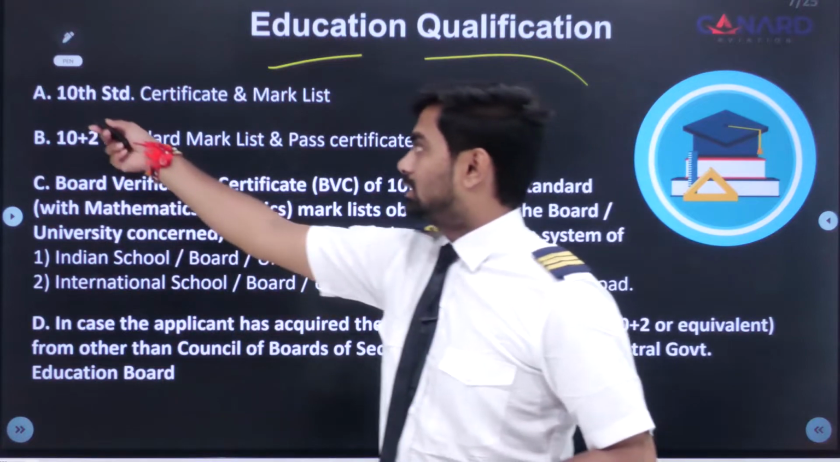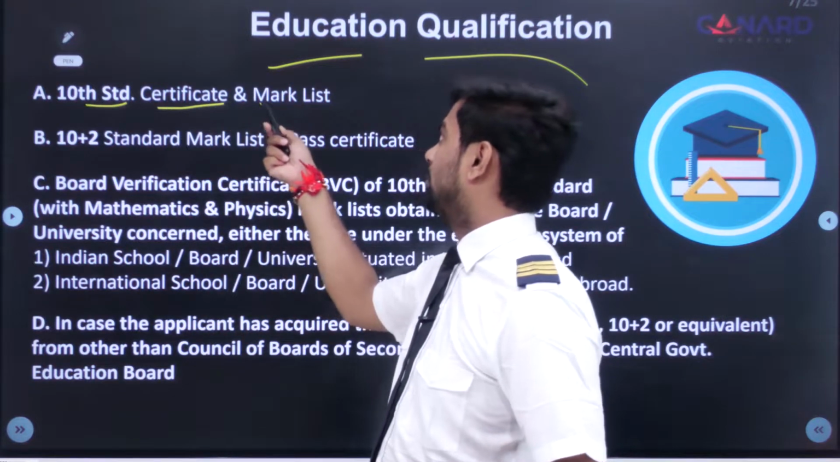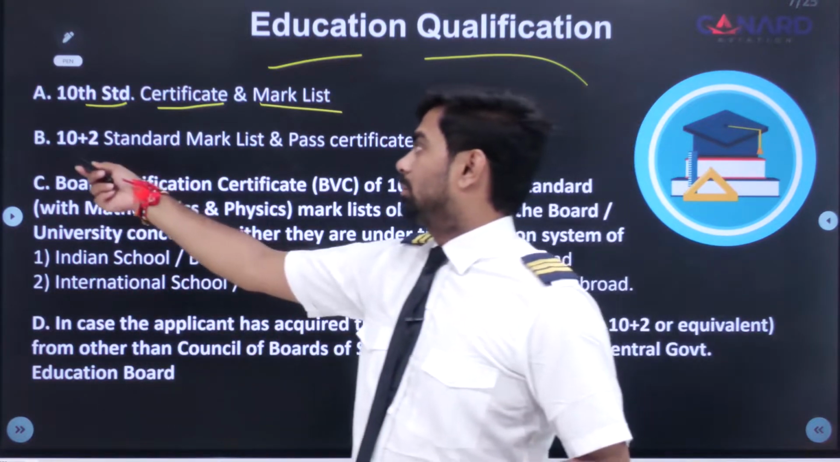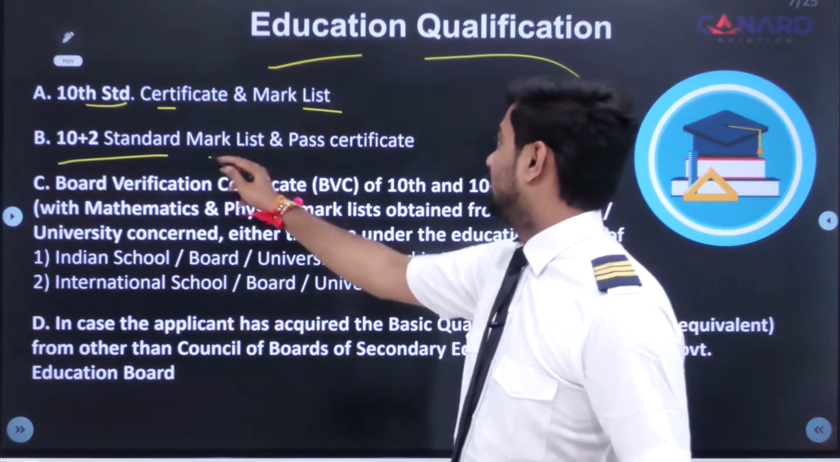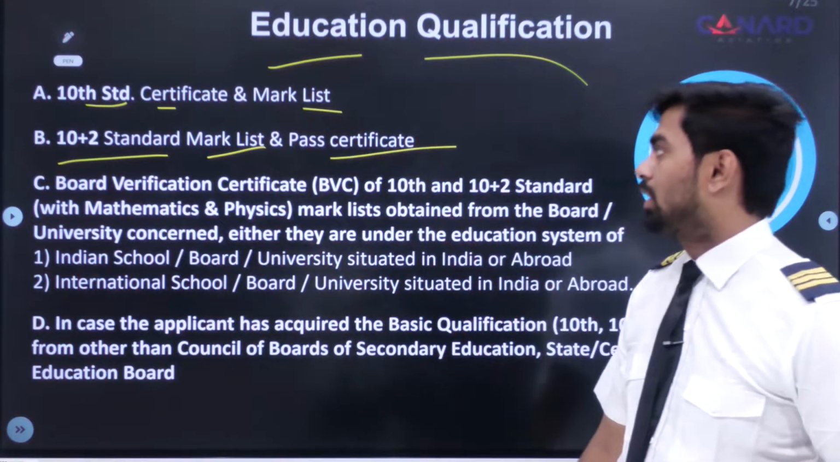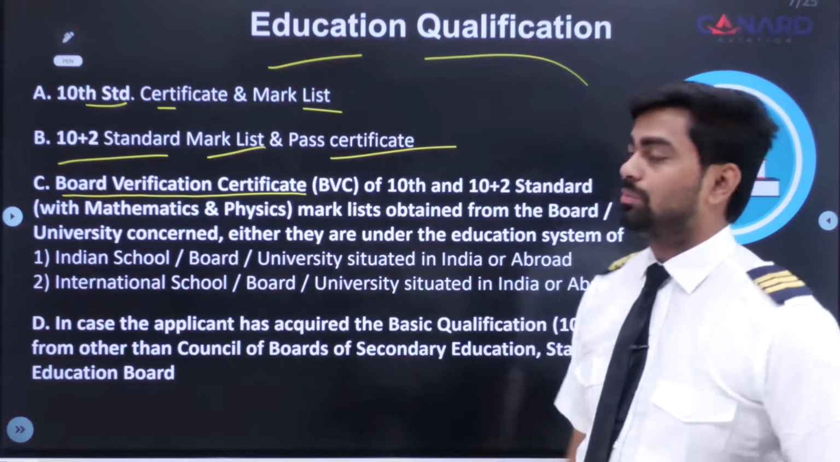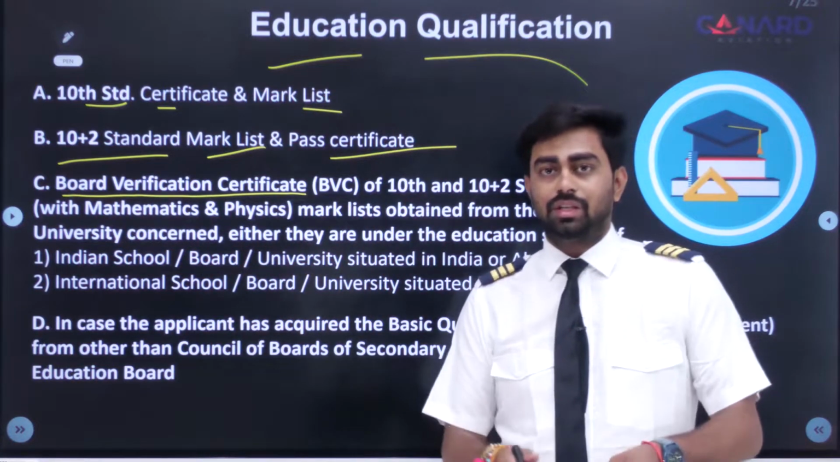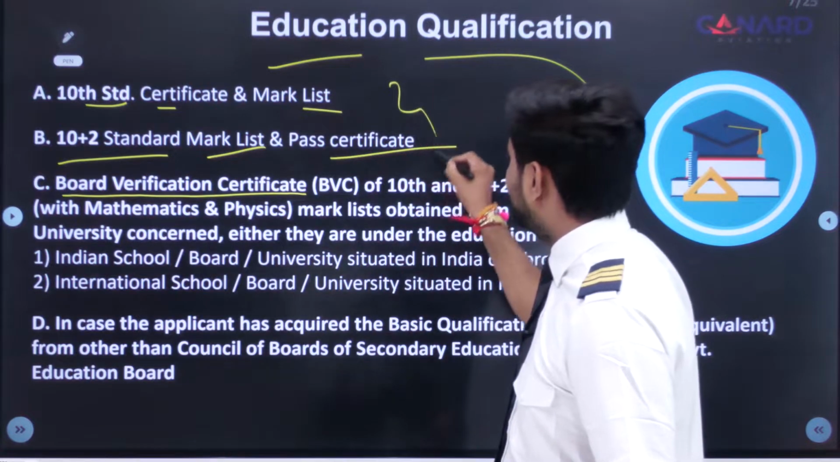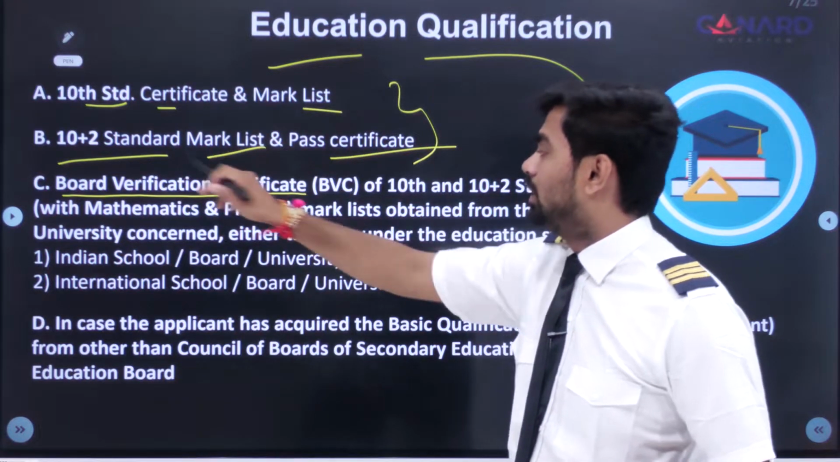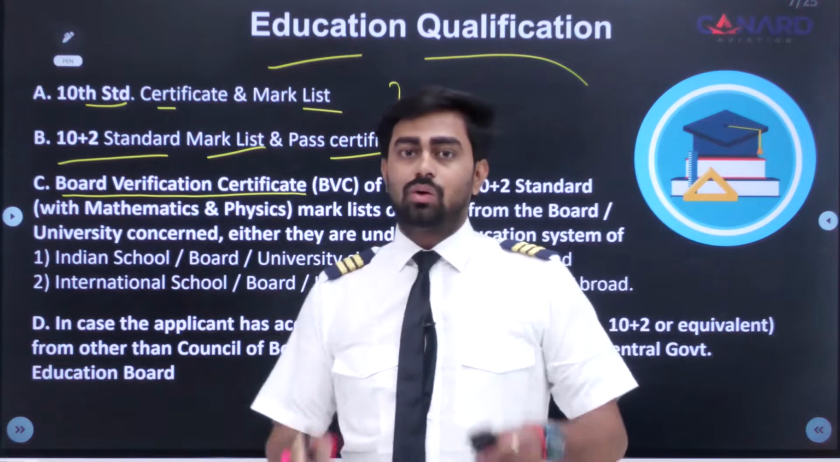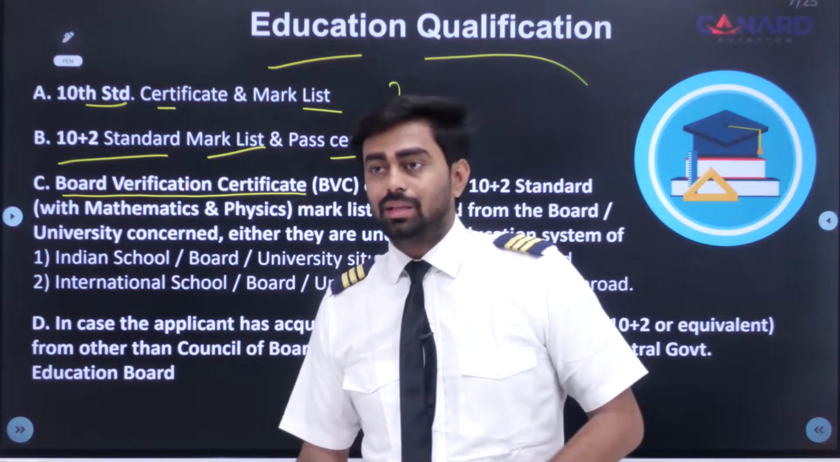Looking at the next, education qualification: the education requirements you must have to gain your computer number are your 10th standard certificate and mark sheet, and your 10+2 standard mark list and passing certificate. You will require your board verification certificate. Board verification is basically verification of your 10th and 12th mark sheet and certificate from the board that you have given your examination.